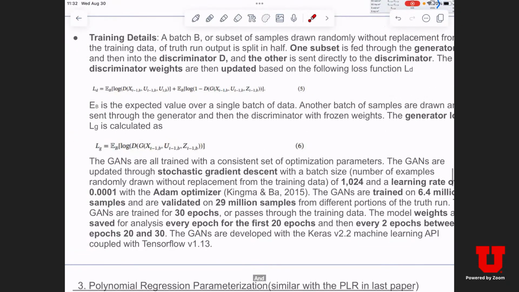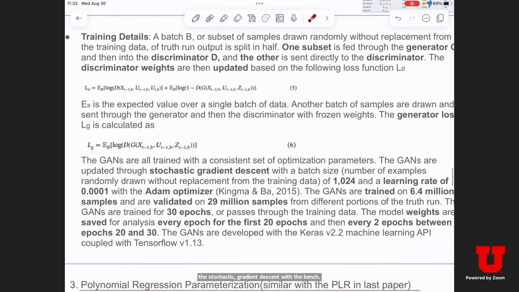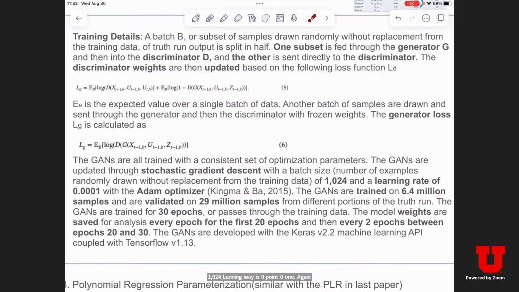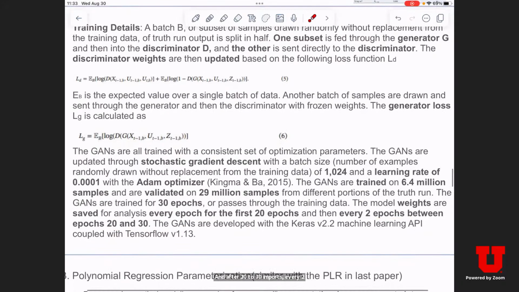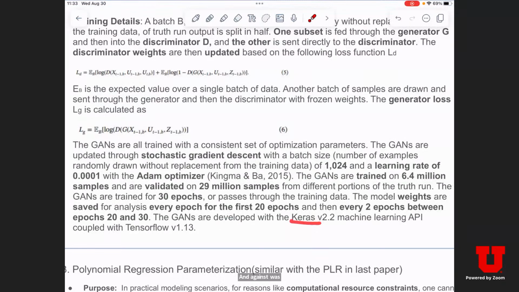The GANs were trained with the weights updated through stochastic gradient descent with a batch size of 1024. The learning rate is 0.001 with the Adam optimizer. The GANs are trained on 6 million samples and evaluated on 29 million samples from different portions of the true run. They trained for 40 epochs in total. In the first 20 epochs, the weights are saved for analysis every epoch, and after 20 to 30 epochs, every 2 epochs. The GANs were developed with the Keras v2.2 machine learning API and TensorFlow v1.13.